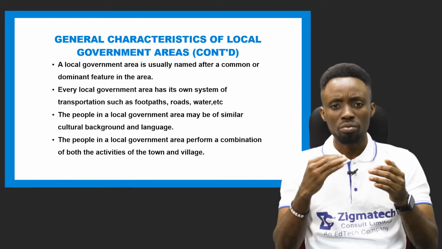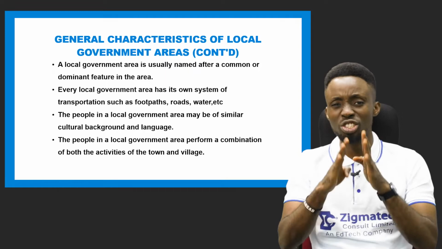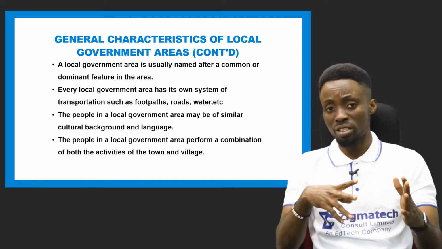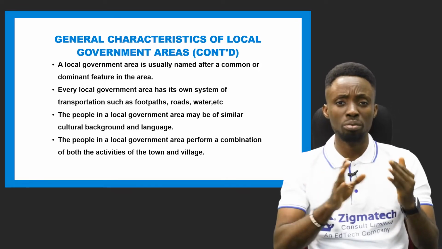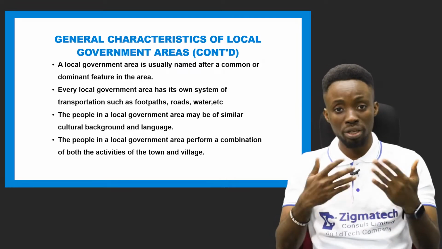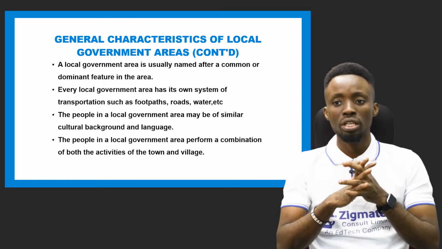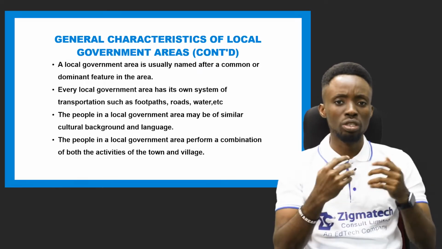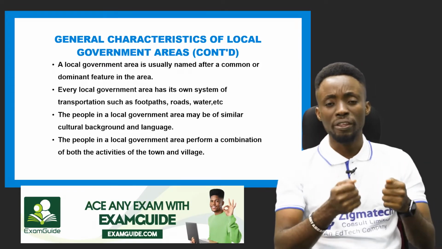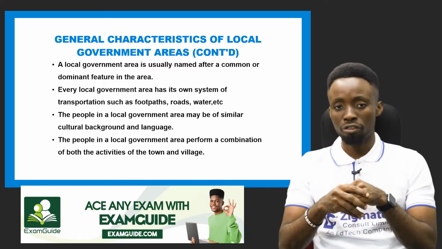And also, every local government has its own mode of transport that is dominant in such an area. If you go to riverine local government areas in Bayelsa State, you discover that the popular mode of transport there is water. Or if you go to Bonny local government, they also use water. There are some local governments where you go and they have roads and footpaths. So each of them has a mode of transport that is peculiar to it.